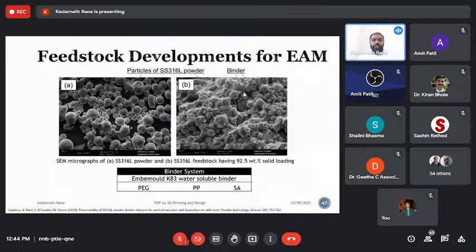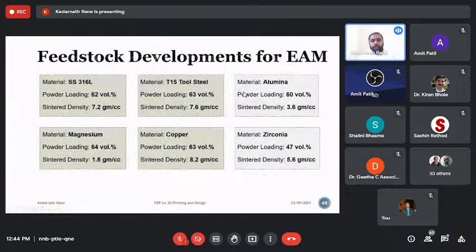Because I used this in an academic environment, we went for a more eco-friendly binder system: PEG, PP, and stearic acid. We used the MBAB mold K83 water-soluble binder system, which is procured and mixed with the powder in-house. So during the studies, we used 6 different feedstocks, 4 metallic and 2 ceramic.